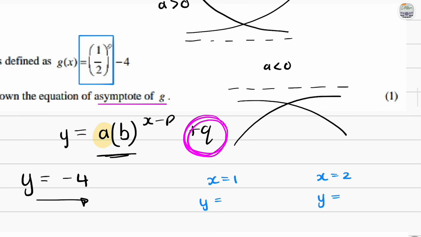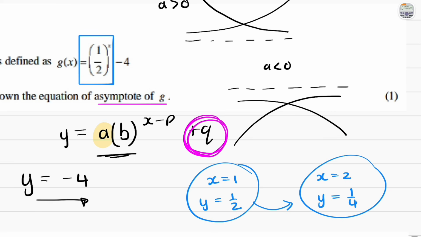Okay, so if you try 1 here, 1 over 2 raised to the power of 1 is 1 over 2. Then if you try 2, 1 over 2 raised to the power of 2 is 1 over 4. So from this point to this point, did the graph increase or decrease? It decreased, because 1 over 4 is less than 1 over 2.